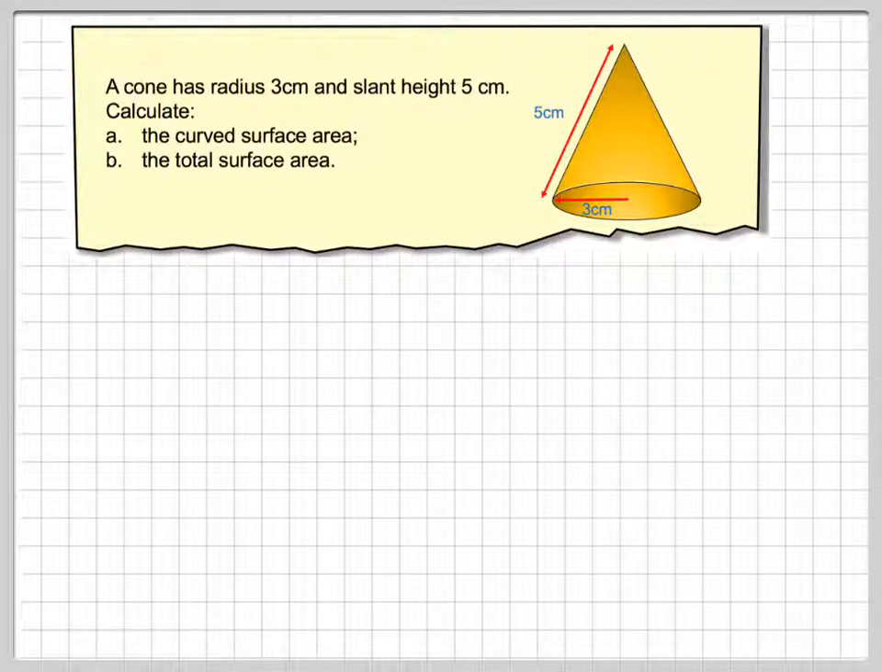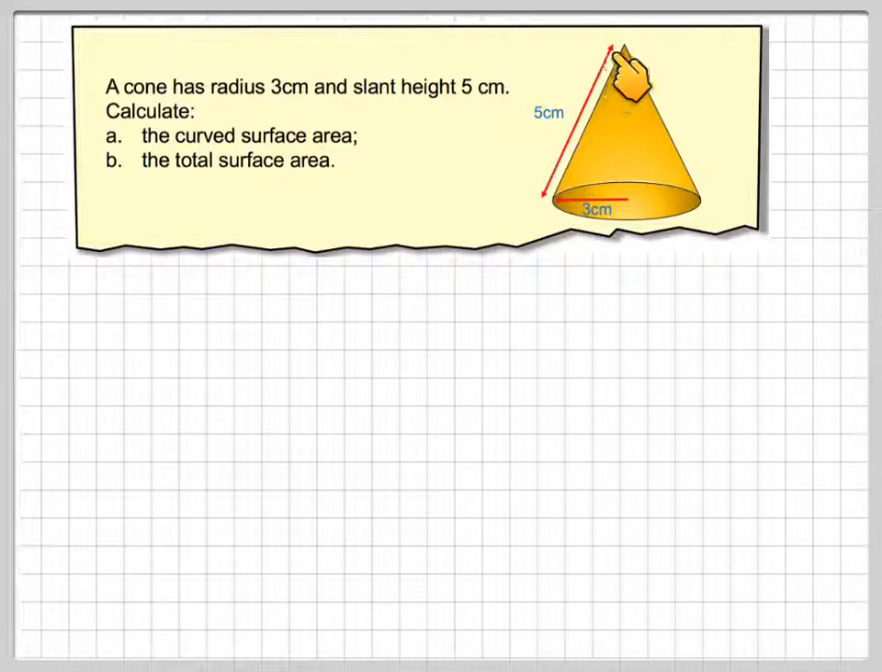Right, in this video we're going to look at the surface area of a cone. So here we have a cone. It says a cone has a radius of 3 centimeters, so the radius here is 3 centimeters, and a slant height, this height here is called the slant height, of 5 centimeters, as opposed to what will be the vertical height. In this case the vertical height would be 4.